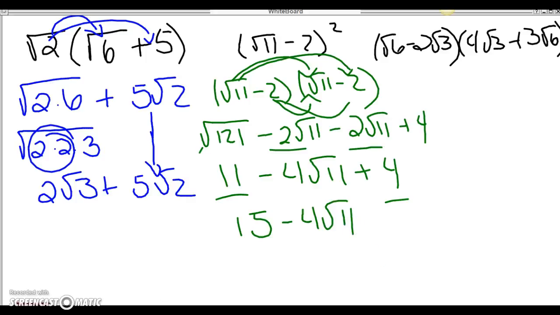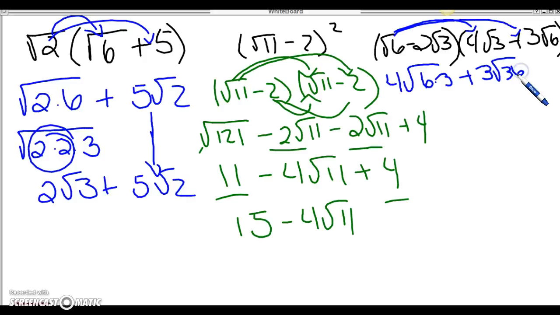And then last, I'm going to use my FOIL again. So the square root of 6 times 4 root 3. It's going to be 4 times 6 times 3. Oops. Square root of 6 times 3 root 6. It's 3 times 36, or just plain old 6. Negative 2 times root 3. I'm going to have to bring that down to 8 times 3 times 3 is 9. And then I have minus 2 times 3 is 6 times 3 times 6.